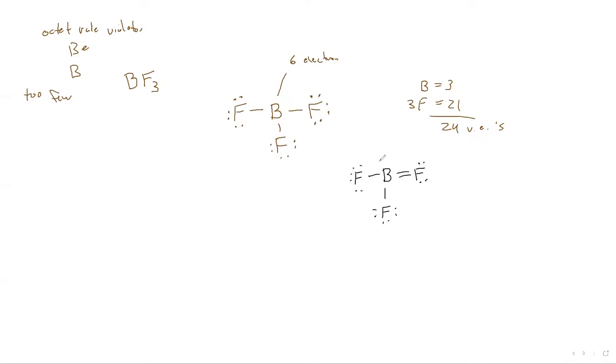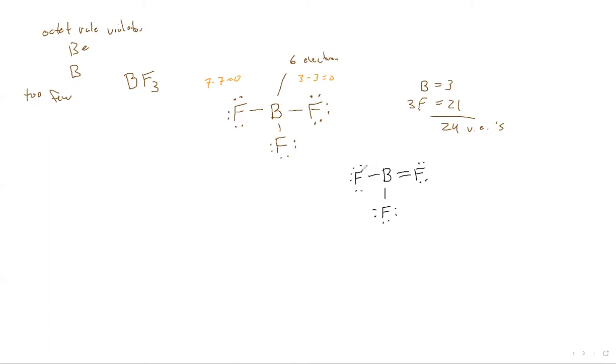And so we could see that this is the better model if we employ formal charge, right? If we employ formal charge, look at the formal charge on this one. This is going to be 7 minus 7 equals 0. So that's good. And then 3 minus 3 equals 0. So everything has a 0 formal charge on this one, where boron is an octet rule violator.